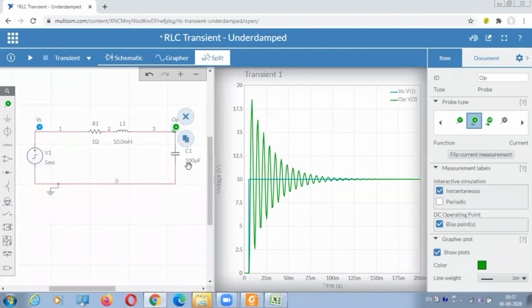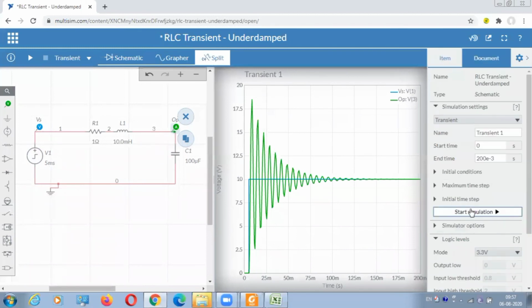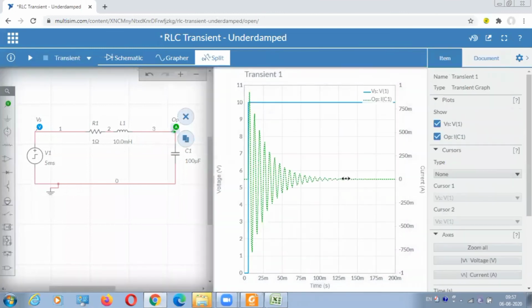Next, what about the current? Tell me what will be the steady state of the current through the circuit? Anyone? What will be the steady state value of current? 0. Correct. No current. At steady state of the circuit, inductor will be short. So current should be 0. Yes, okay. 0. Current should obviously be 0.